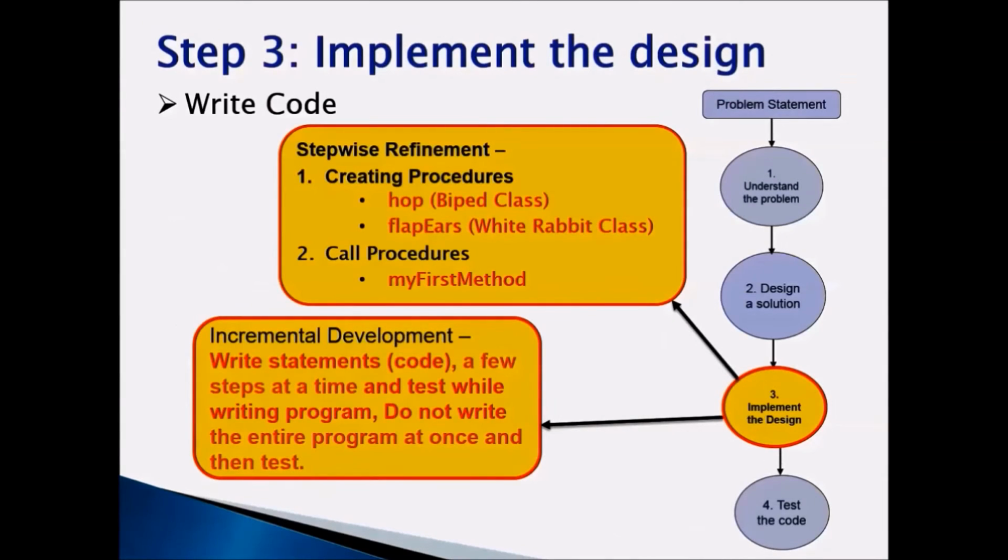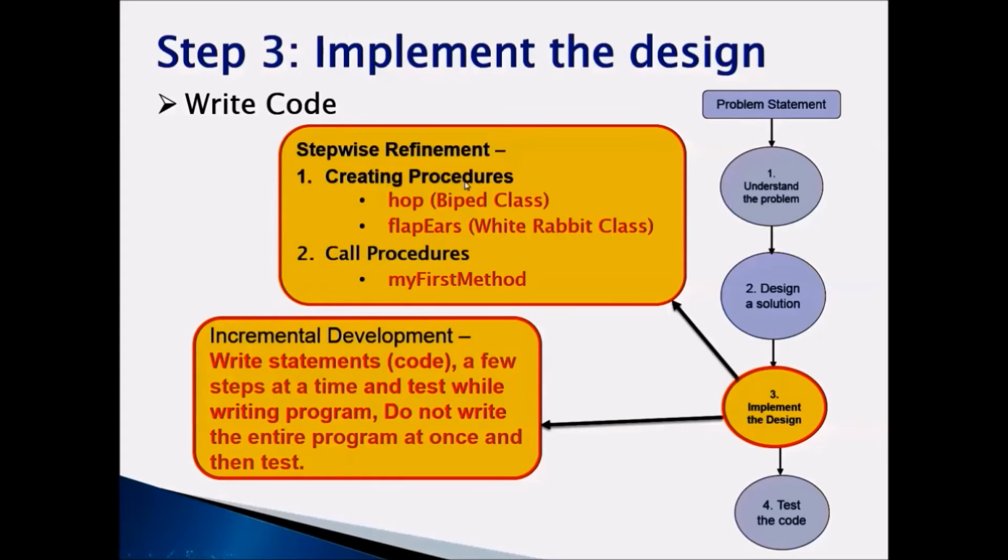Now we're going to take our design and go to step 3, implement the design. In implementing the design, we know that we need to write code. So in order for us to write code, we are going to take the design that we created in step 2, and do a stepwise refinement on our code. That means we are going to create procedures and then call procedures.